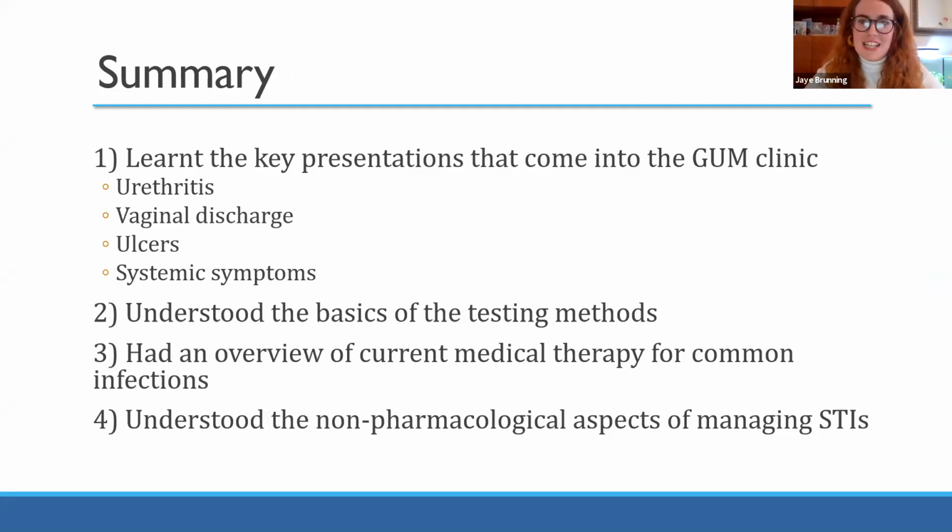that we've learned the key presentations that come into the GUM clinic. So that's our urethritis, our vaginal discharge, the ulcers, and the systemic symptoms. 2 is to understand the basics of testing methods. So those are things like nucleic acid amplification testing, the microscopy, the culture and sensitivity. And the 3rd is to have an overview of the current medical therapy for common infections, and just to remember that we need to have a quick recap of them before we sit any major exams because they might have changed. And the 4th is to understand the non-pharmacological aspects of managing sexually transmitted infections.